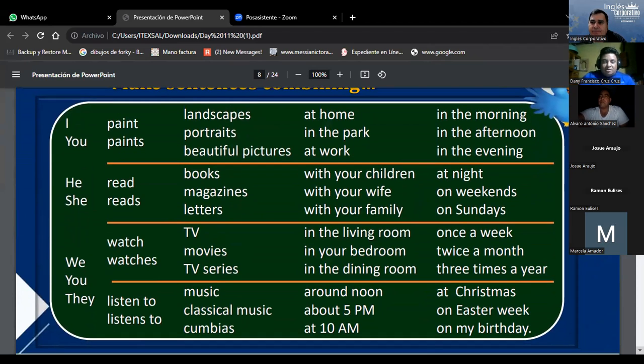Esa es, perfecto. Okay, what you have to do is make sentences. Paints is for he or she. Okay, he paints or she paints, but I paint, you paint, we paint, you paint, they paint. And then the rest combines with paint. That's why you have a line here. I paint landscapes at home in the morning. He paints beautiful pictures at work in the evening, okay? So you have to make sentences, complete sentences, only that, okay?